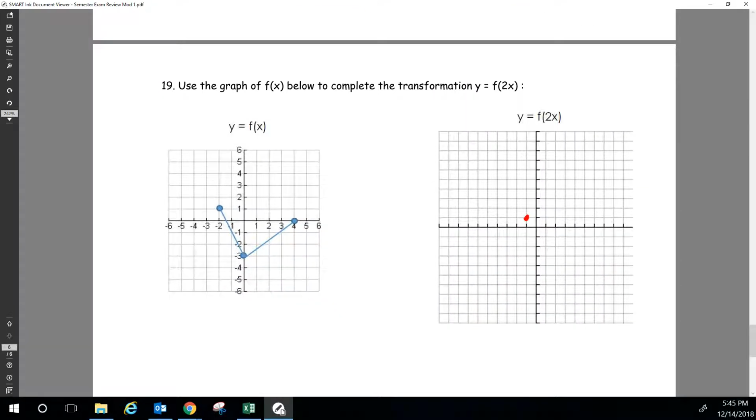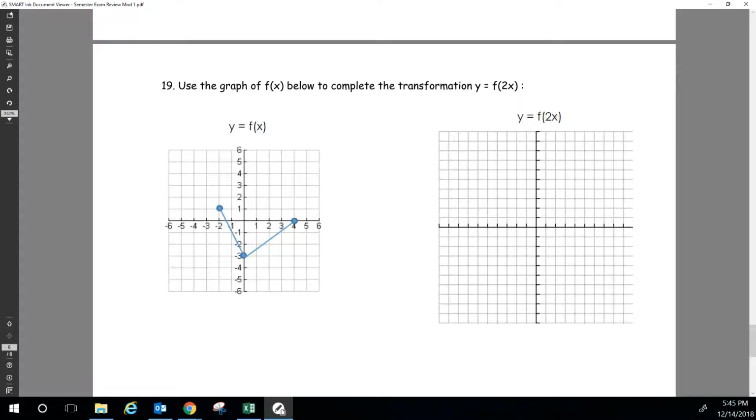All right, for number 19, we're going to use the graph that we have, and we're going to perform a transformation. What kind of transformation do we have here? It's horizontal because it's inside the parentheses, and it says to multiply by 2, but it's one of those pesky teenagers that's going to do the opposite. We're going to take all of those x values and divide them by 2.